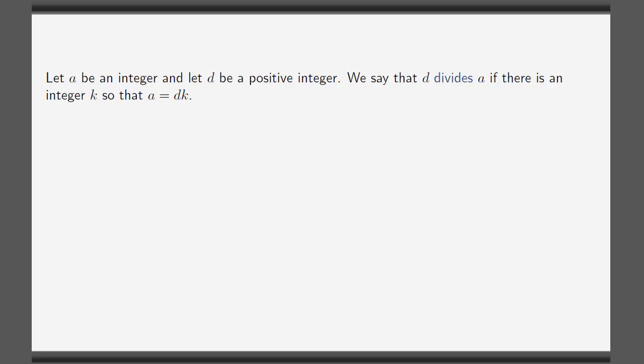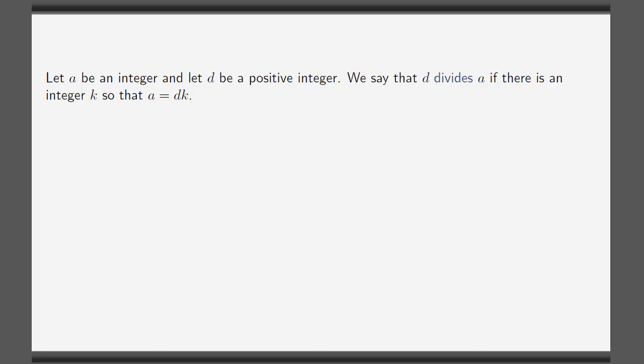Okay, we're going to start with an integer a and a positive integer d. We'll say that d divides a if there's some integer k so that a is equal to d times k. So we might say that d is a divisor of a, or d is a factor of a, or a is a multiple of d. These are ideas we've encountered before.